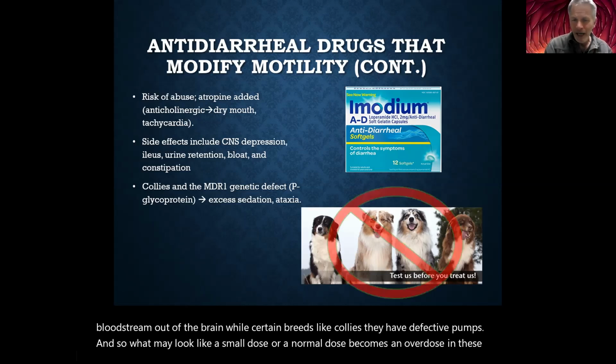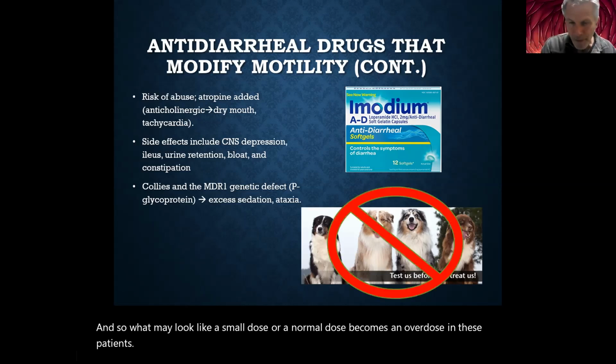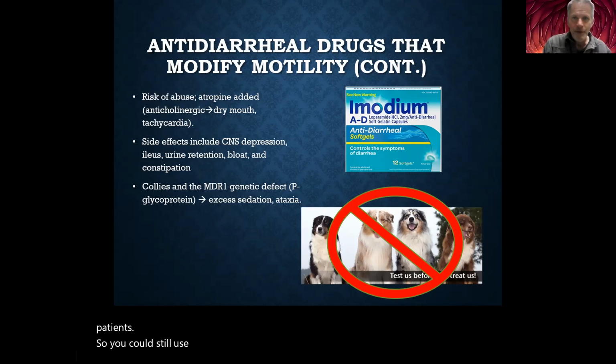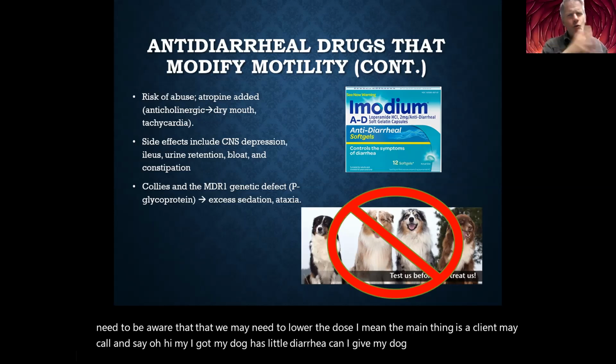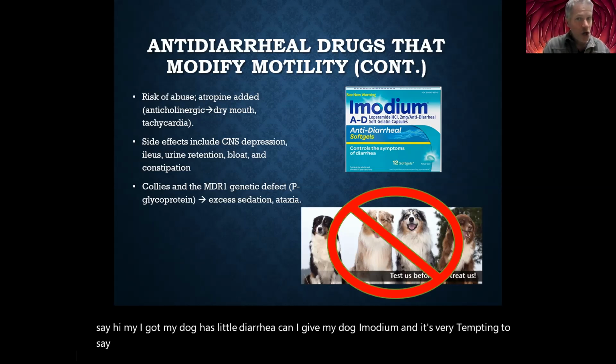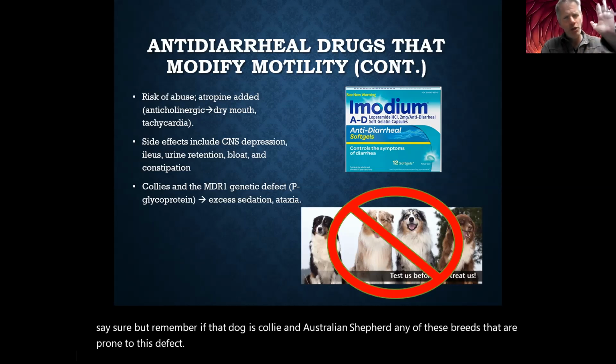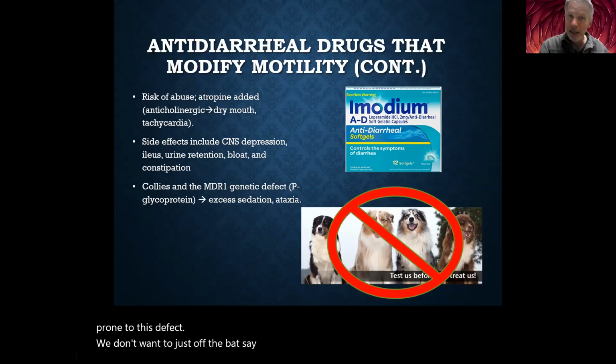So you could still use Imodium. You just need to be aware that we may need to lower the dose. The main thing is a client may call and say, oh, hi, my dog has a little diarrhea. Can I give my dog Imodium? And it's very tempting to say, oh, sure. But remember, if that dog is a collie, an Australian shepherd, any of these breeds that are prone to this defect, we don't want to just off the bat say, sure, what harm could Imodium do? Well, it could cause excessive CNS depression.